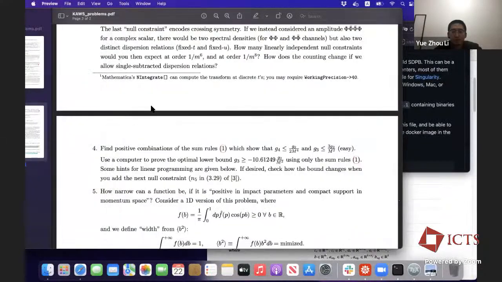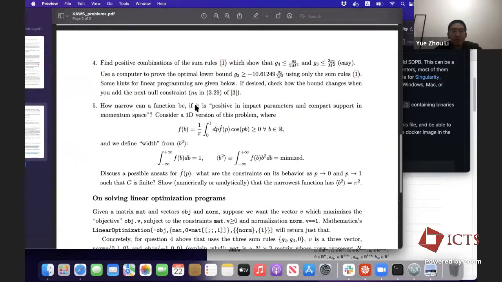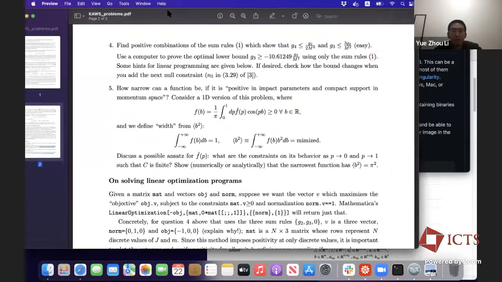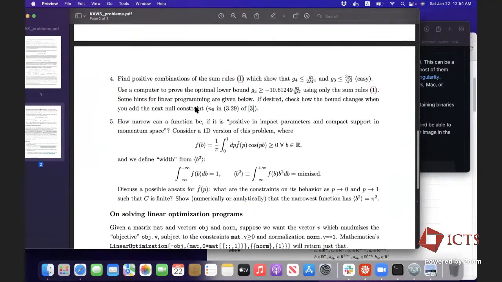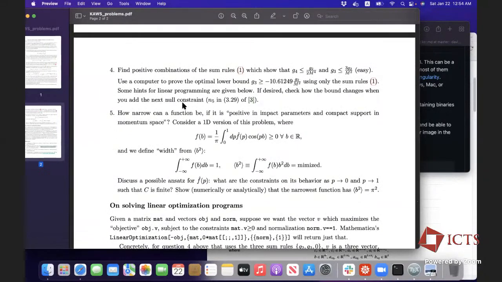So, can you see my screen for this problem set? Yes, I think there's a mathematical, yes. Oh, sorry, let me try to share the screen again.